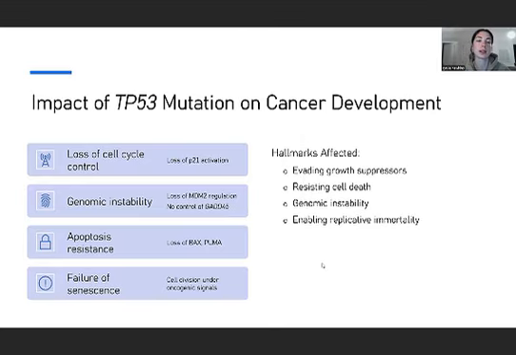So what impact does a mutation on that TP53 gene have? If a mutation occurs, we could have loss of cell cycle control. Without p53 being produced by TP53, it's not going to stimulate p21 to stop the cell and have it fix itself or induce apoptosis. So that broken DNA will continue to proliferate.